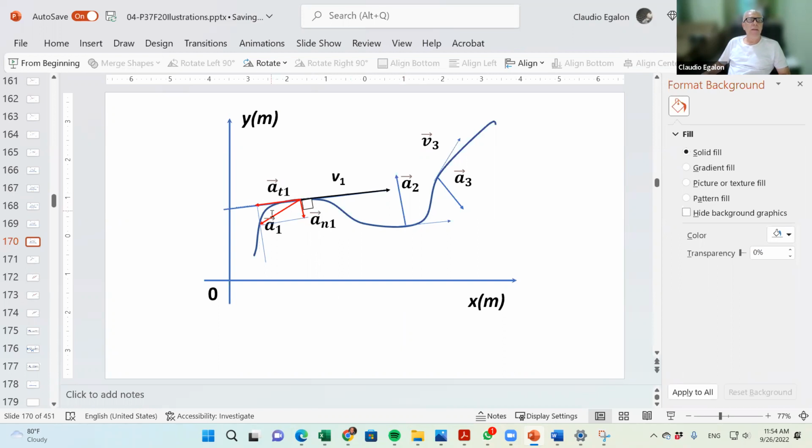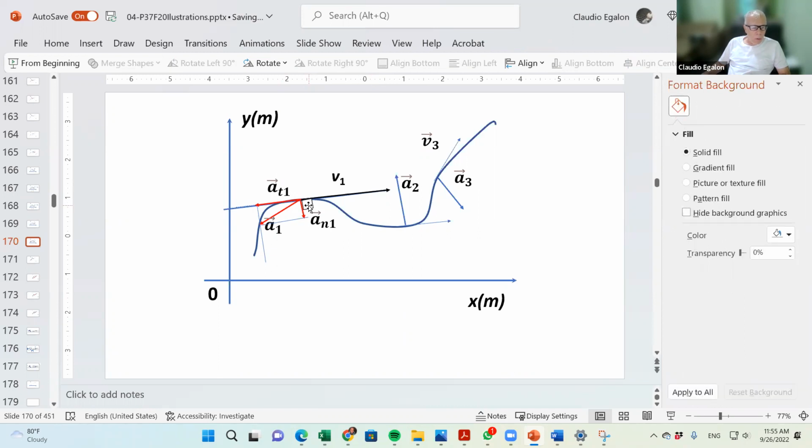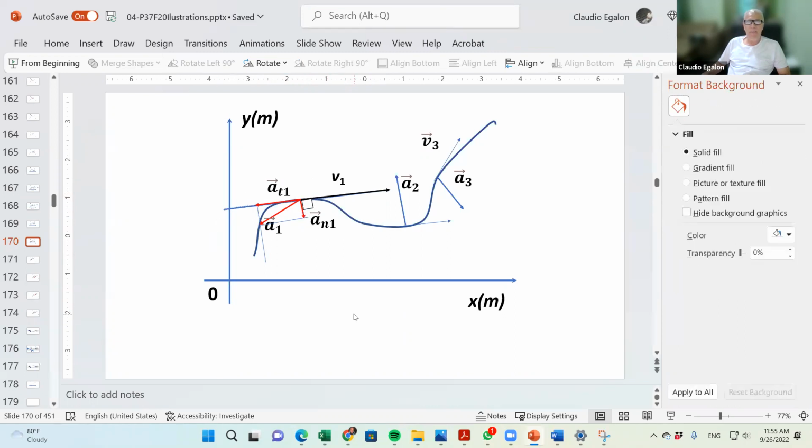Tangent component of the acceleration, normal component of the acceleration. We don't call it the perpendicular component of acceleration. We call it the normal component of the acceleration. We call it normal because the normal direction is a direction that makes an angle of 90 degrees with the tangent. That's the definition of normal.